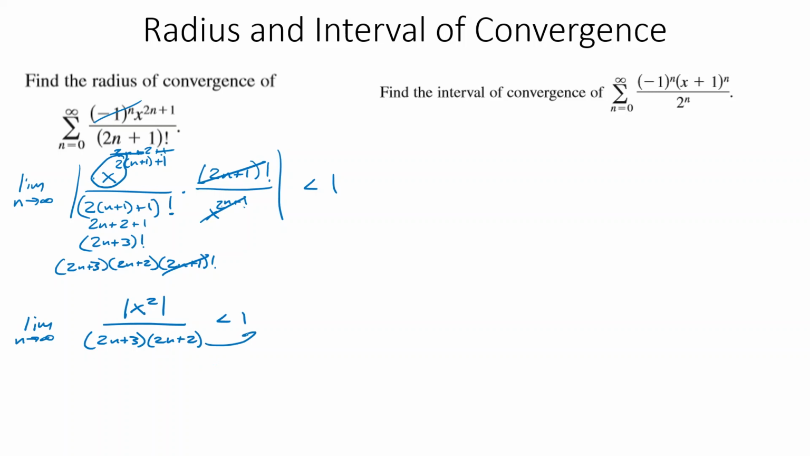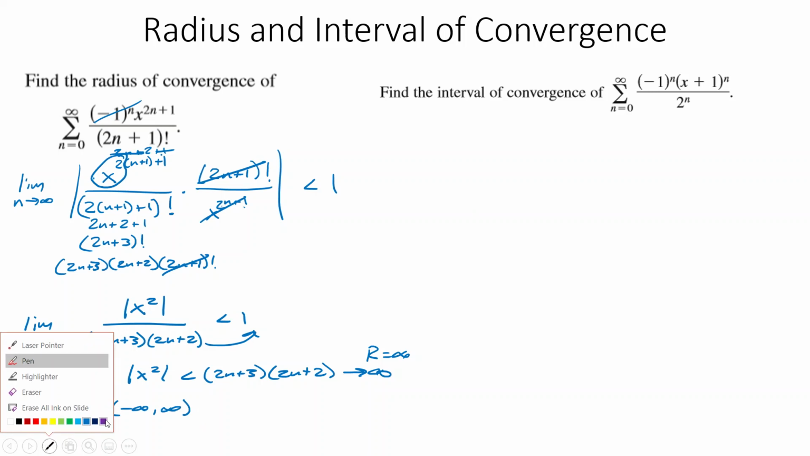All right, well, if we move these guys up, what happens is the absolute value of x squared is less than (2n plus 3) times (2n plus 2), which as we go to infinity with n, this guy goes to infinity. So there's our radius here, it is infinite. All right, so we're going to converge for all x. So it converges from negative infinity to infinity. All right, hopefully we'll get some more entertaining intervals here in a moment, since right now we've got mostly boring ones.